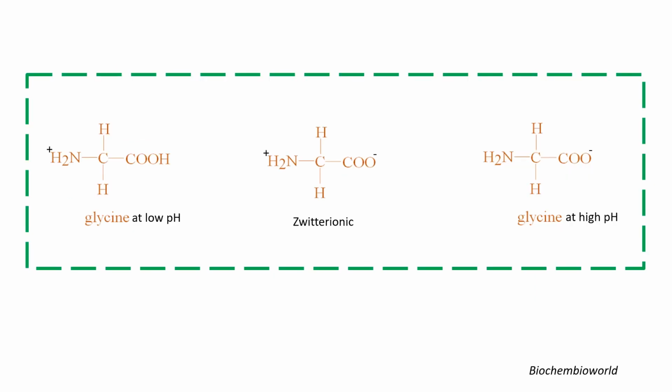And basically we know that depending upon the pH, the glycine can be present in three charged states. At low pH, the glycine is present in the positive charge state, whereas at the isoelectric point, that is pI, it is present in a neutral charge state, and usually it is also termed as zwitterionic state. And at high pH, the glycine is present in a negatively charged state.